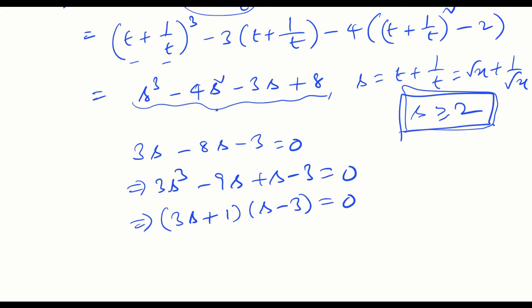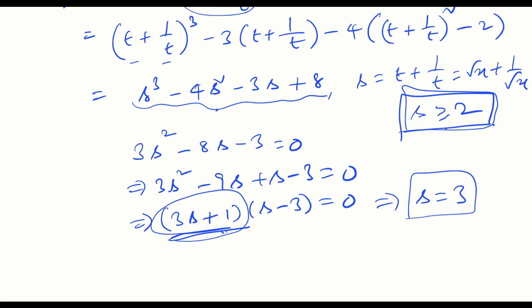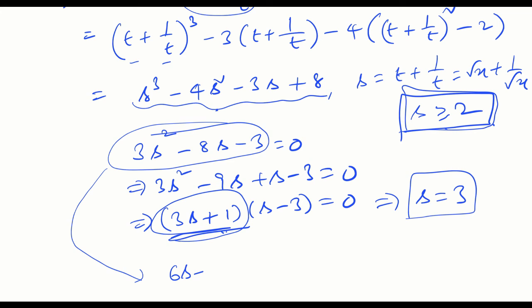So 3s², after differentiating, it's quadratic I get. With s greater than or equal to 2, 3s + 1 will be positive. Therefore this cannot be 0. Therefore I get from this s is equal to 3. Now at this point I would like to verify whether the function has a maximum or minimum. So I go for the second derivative. Its derivative will be 6s − 8, and at s equal to 3 you can easily see that it is positive. That means at s equal to 3 it has a minimum.